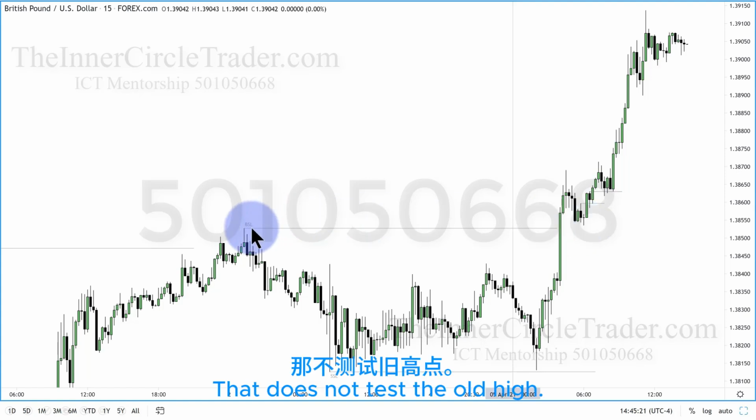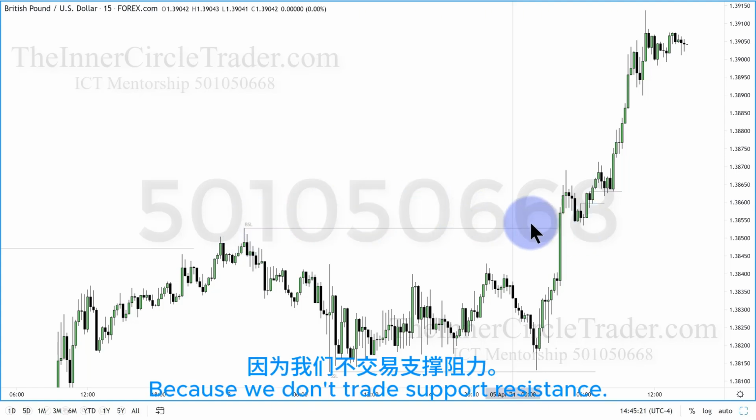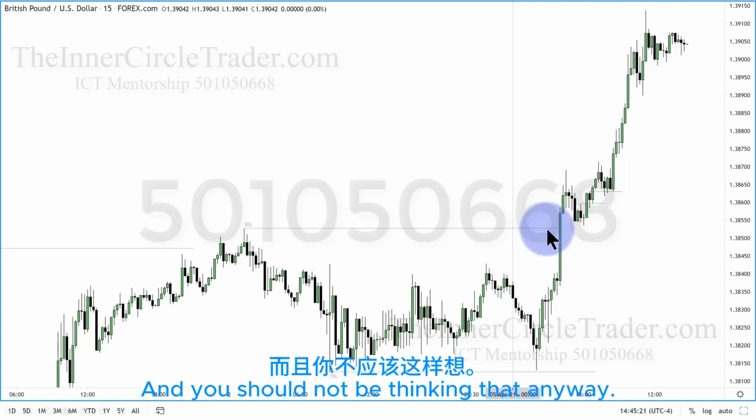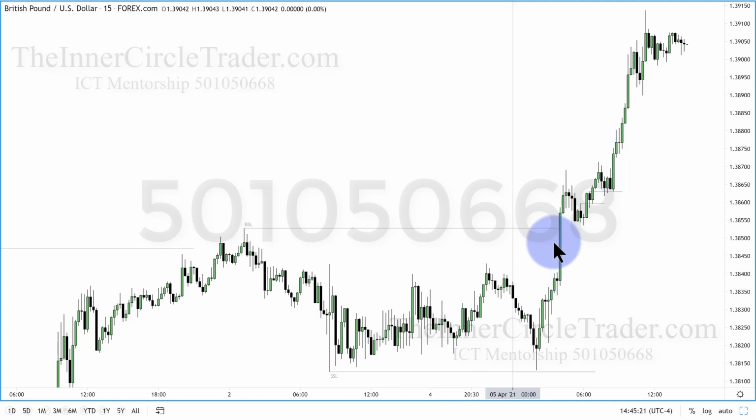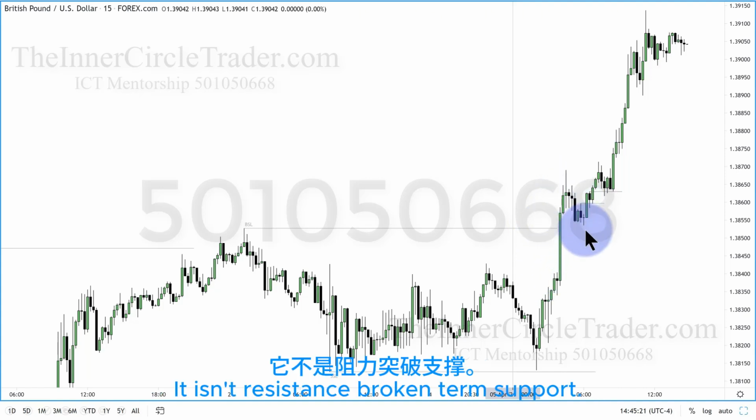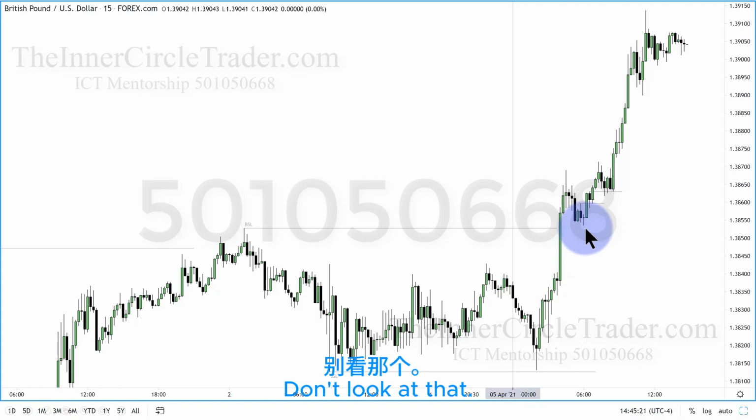That does not test the old high because we don't trade support and resistance, and you should not be thinking that anyway. It isn't resistance broken turned support. Don't look at that. Look at this low, this high, buy side imbalance, sell side inefficiency, institutional order flow entry drill. All in here. Each one of these candles.